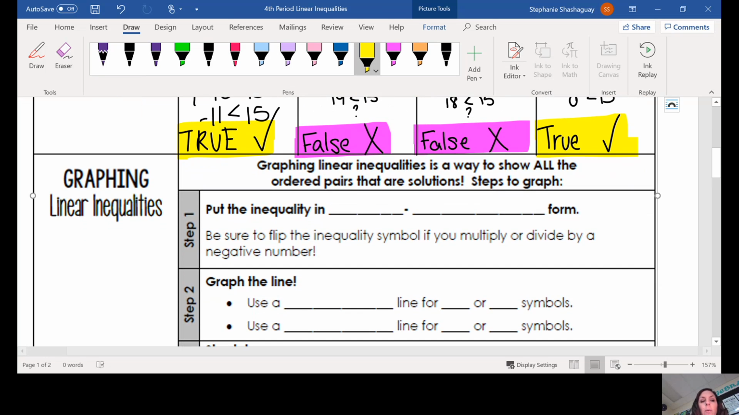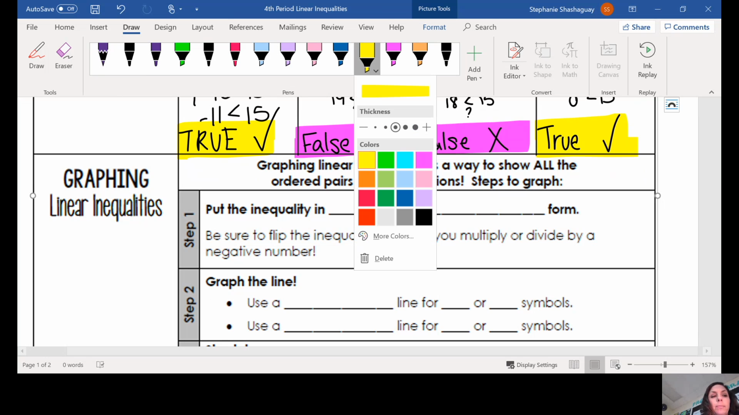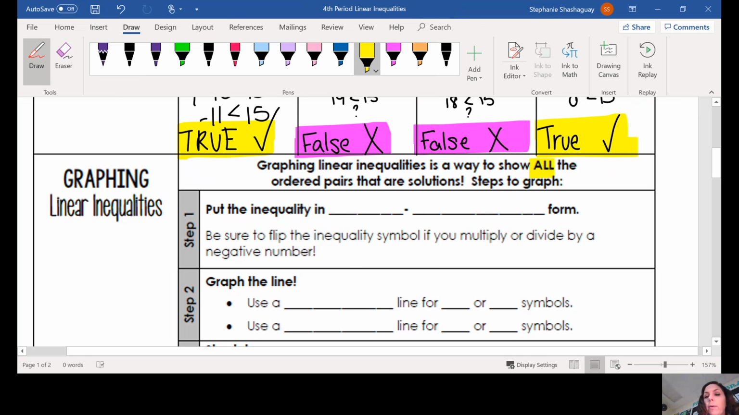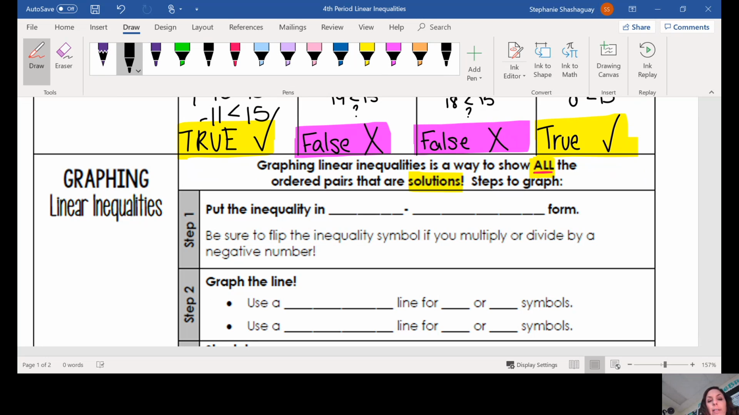All right. So when we are graphing linear inequalities, it is a way to show all of the ordered pairs that are the solutions. So that's why we graph, because then we can see all of the ordered pairs that are solutions to the graph. So to graph a linear inequality, we have to put the inequality in slope-intercept form.